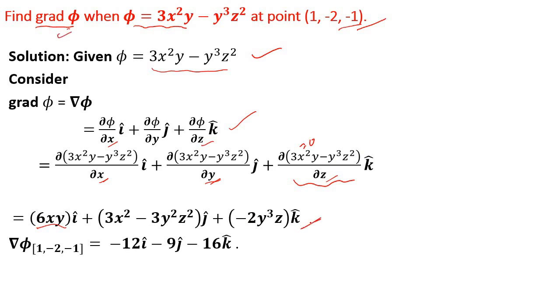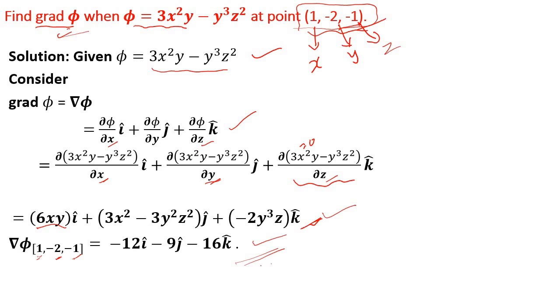But here we need to find this gradient using the point (1, -2, -1). So this is the x value, this is the y value, and this is the z value. In the gradient, replace x by 1, y by -2, and z by -1. You will get the gradient of the given scalar at that point. So this is the working procedure of finding the gradient of a scalar.